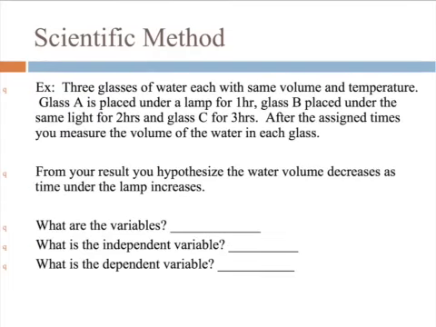So now let's take a look at this example. Three glasses of water, each with the same volume and temperature. Glass A is placed under a lamp for 1 hour. Glass B is placed under the same light for 2 hours. And glass C for 3 hours. After the assigned times, you measure the volume of the water in each glass. So from your results, you can hypothesize that the water volume decreased as time under the lamps increases.